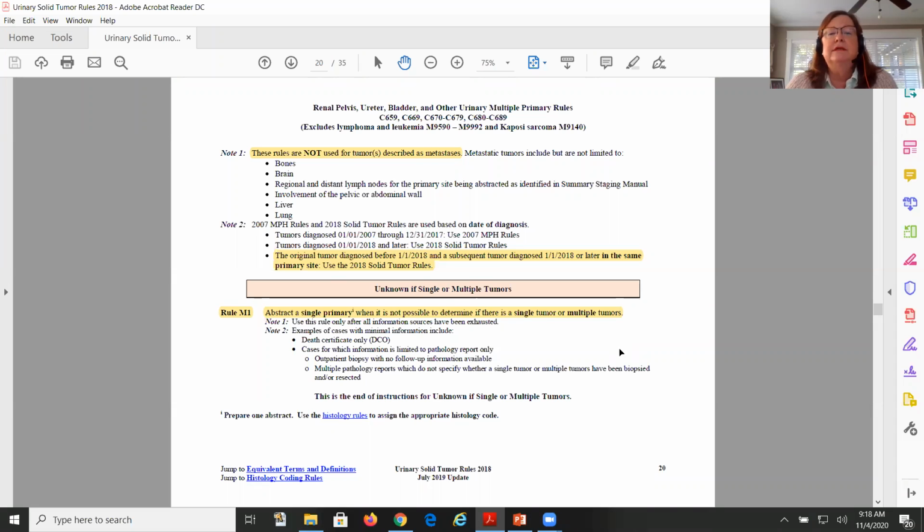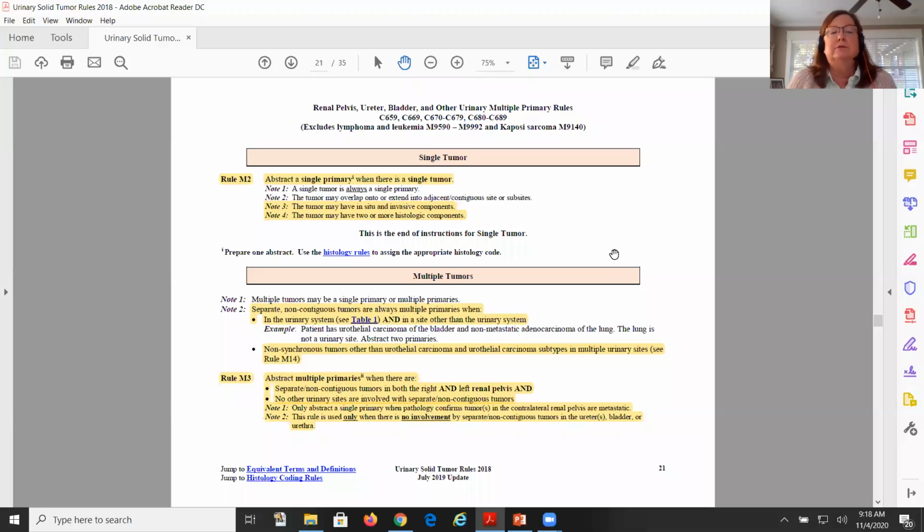So that brings us to the single tumor module. M2, abstract a single primary when there is a single tumor. And that's the only rule in the single tumor module. So now we're moving on to the multiple tumor module.